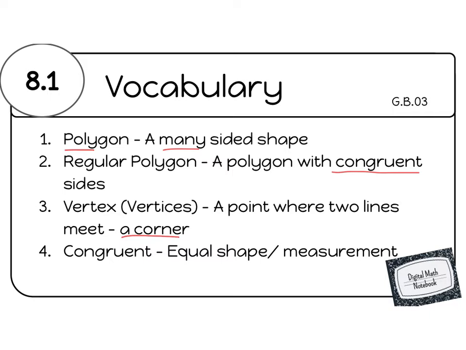And our fourth vocabulary word is the word congruent. Congruent is another word for equal, but it specifically talks about equal shapes or equal measurements. So if we go back up to our regular polygon, a regular polygon is a shape that has equal sides. Please pause to make sure that you type in the words that are missing in your digital math notebook.